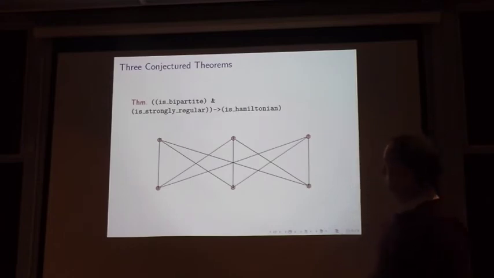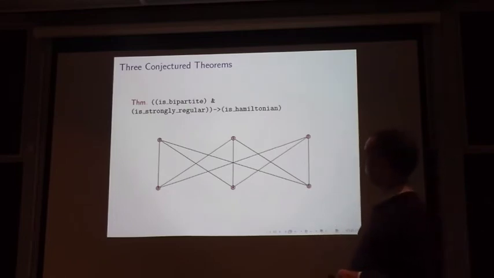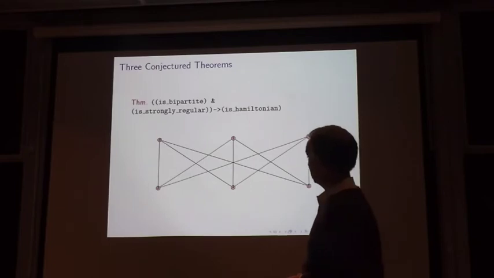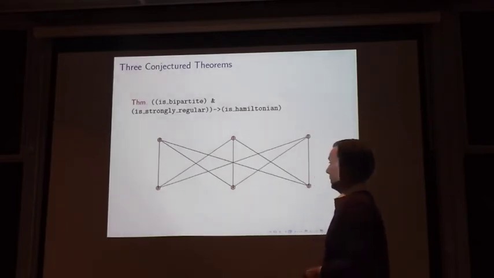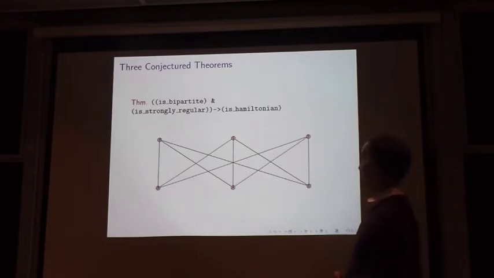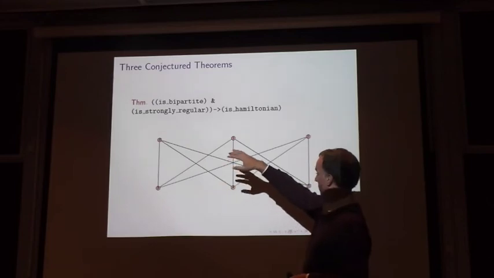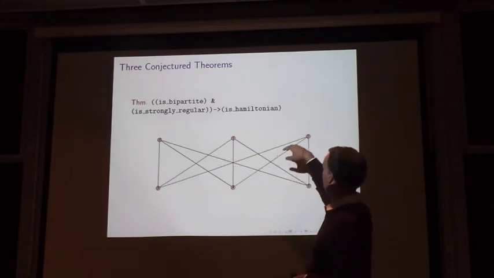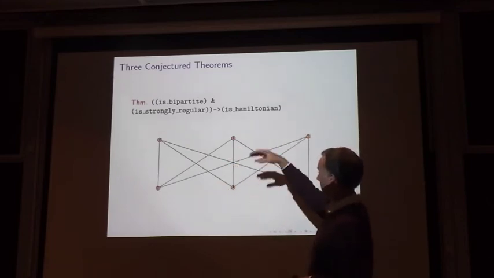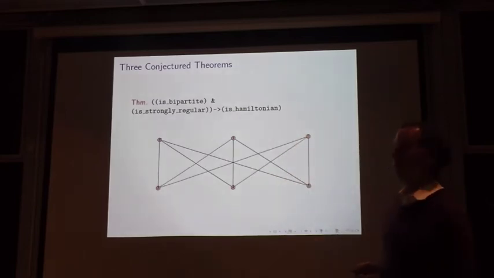The program conjectured if a graph is bipartite and strongly regular, then it's Hamiltonian. It turns out you can prove that if a graph is bipartite and strongly regular, then it turns out to be a complete bipartite graph. So you're going to be forced to have the same number of vertices on the top and the bottom, vertices on each side with every vertex across. So you can see that that would be Hamiltonian, but it was conjectured by the program.